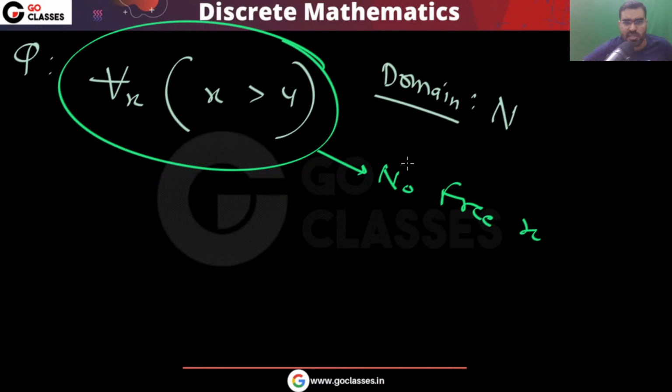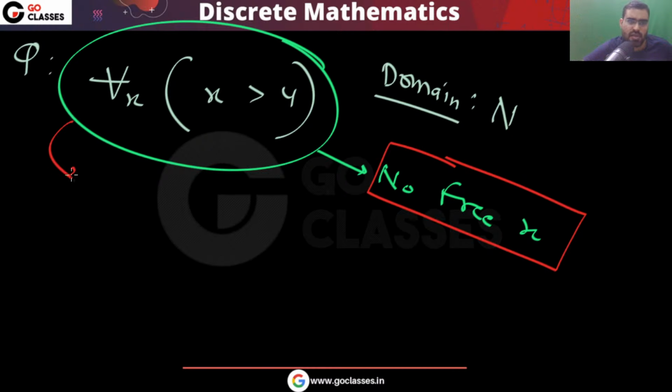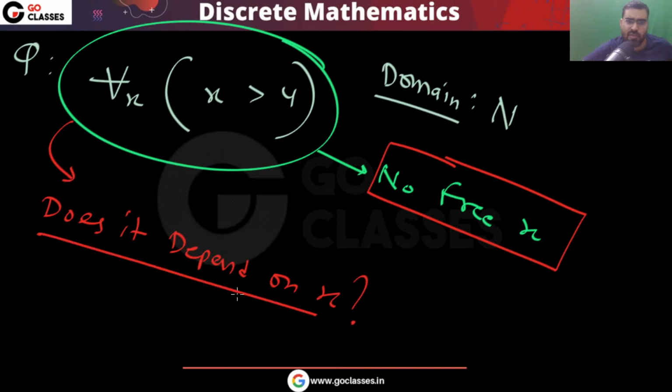I am saying that no free x means it does not depend on x. Can I say it depends on x? A simple question I am asking. Does it depend on x? The answer is no. This is a proposition, so it cannot depend on the variable. Do you agree or not? The answer is no. Why?